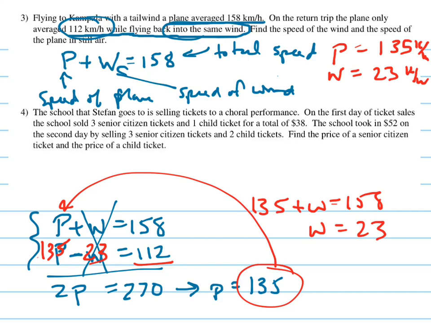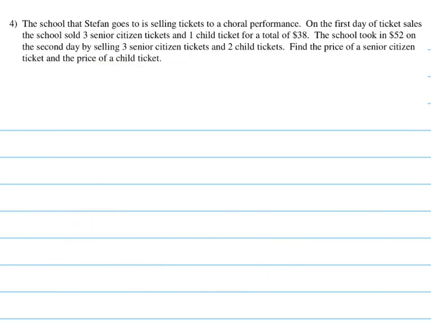Alright, let's do the last one. Alright, the school that Stefan goes to is selling tickets to a choral performance. On the first day of the ticket sale, the school sold 3 senior tickets and 1 child ticket for a total of $38. The school took in $52 on the second day by selling 3 senior tickets and 2 child tickets. Find the price of a senior ticket and the price of a child ticket. So I'm going to underline in blue the price of a child ticket.